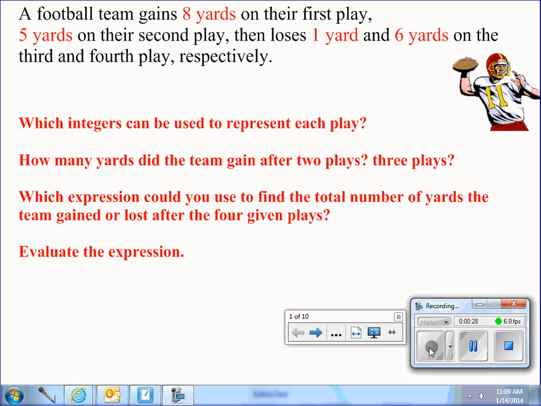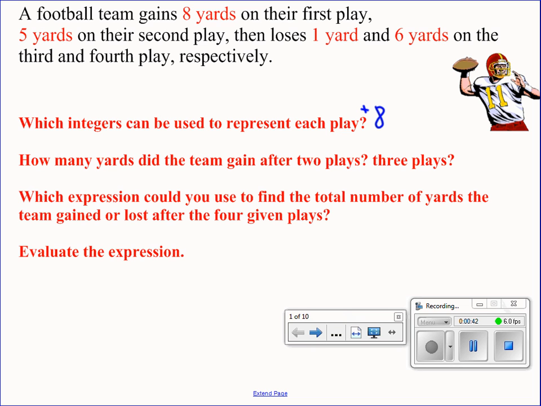So we're having a football game and there are 4 plays. So on the first play, what integer would represent that first play? So the first play would be 8. We'll denote it right now by a positive 8, but later on, to show a positive integer of 8, you would just need to put 8.